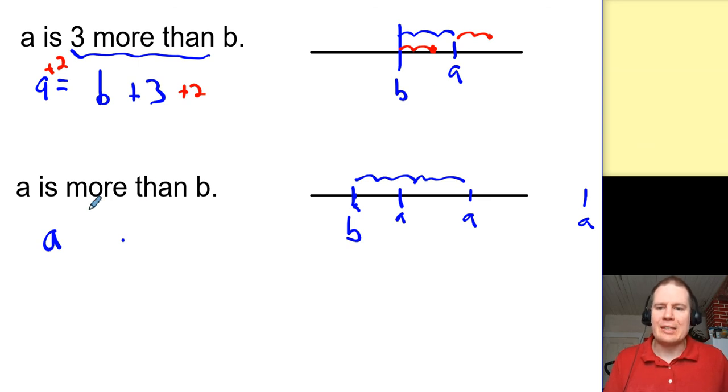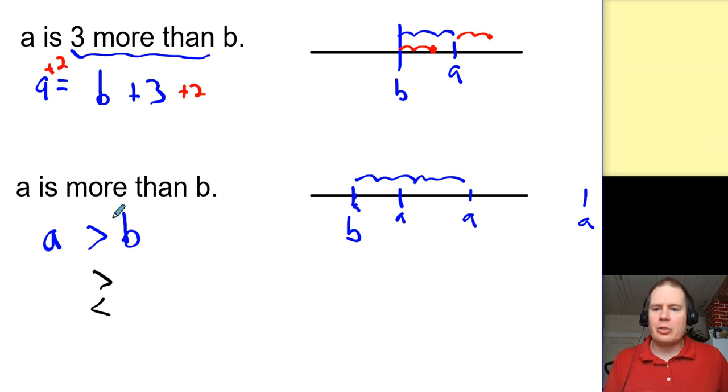That's what makes this an inequality. All I can say is A is to the right of B. A is more than B. So this symbol here means is more than. Now there are all kinds of fun ways to remember which way this symbol goes. Does it go like that or this? Which one's more than, which one's less than?